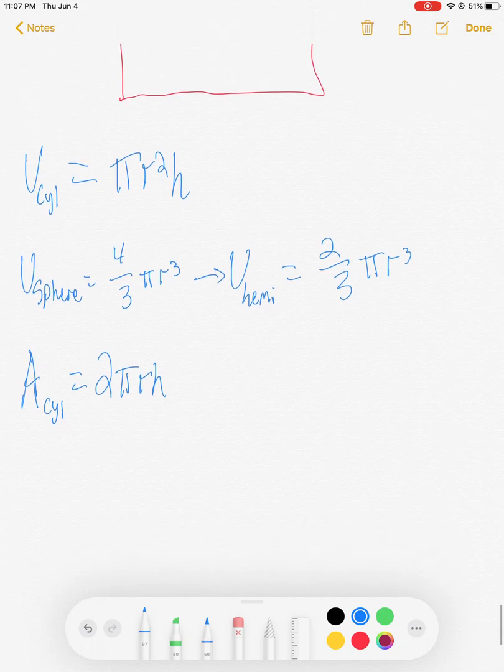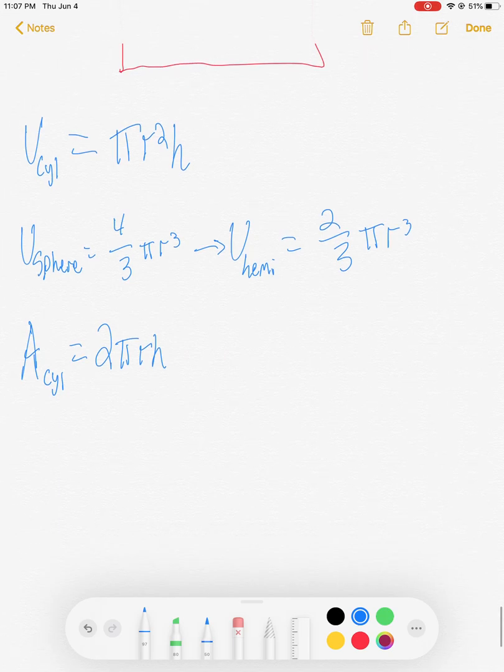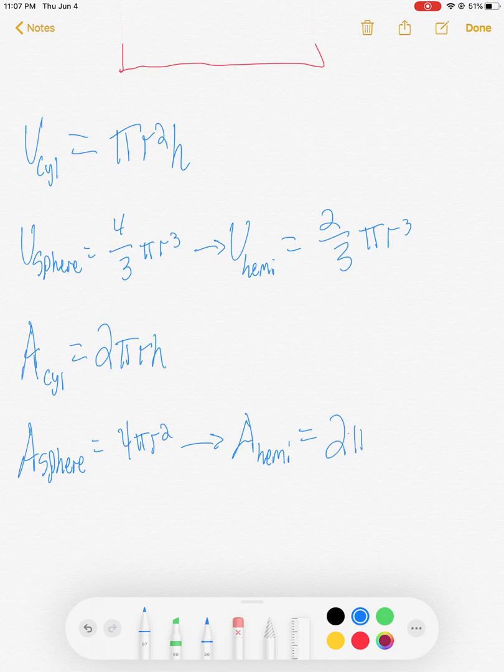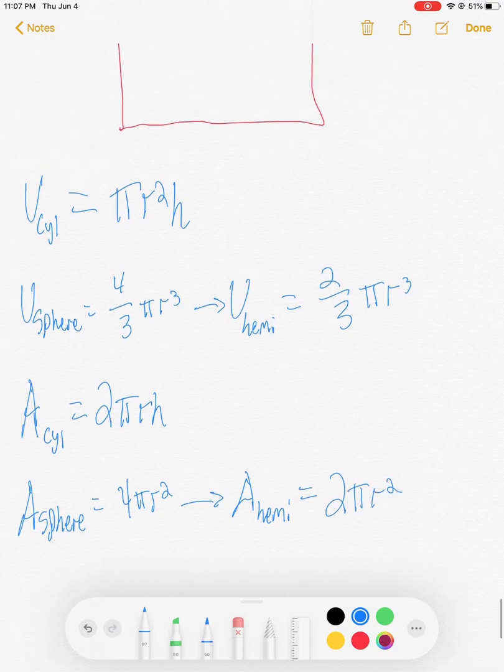We're also going to be interested in some area. So I'll write just A, but I mean surface area here. The surface area of a cylinder is given by 2 pi r h. This one is also fairly intuitive. It's just the circumference, 2 pi r, of a circle times the height. And the area of a sphere is 4 pi r squared. So just as before, we're only interested in the hemisphere, so that area is 2 pi r squared.